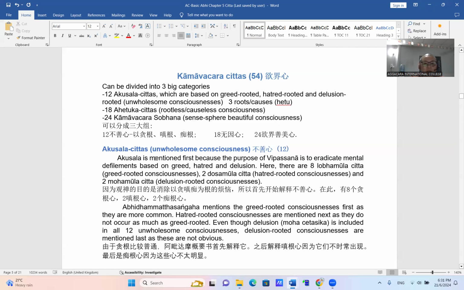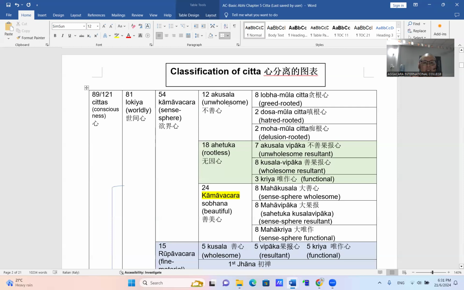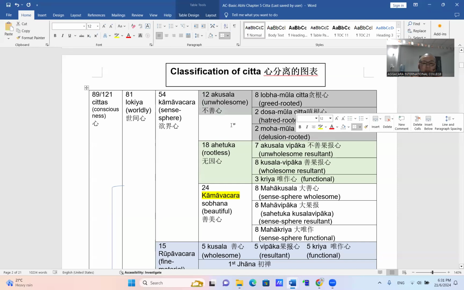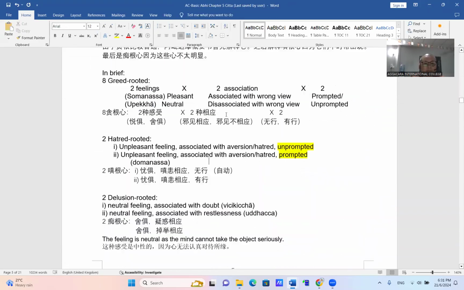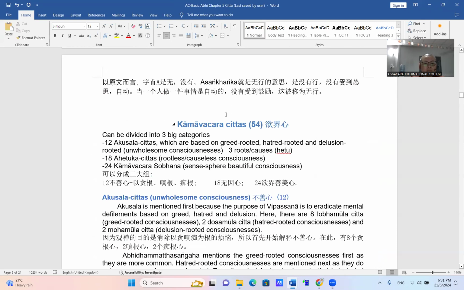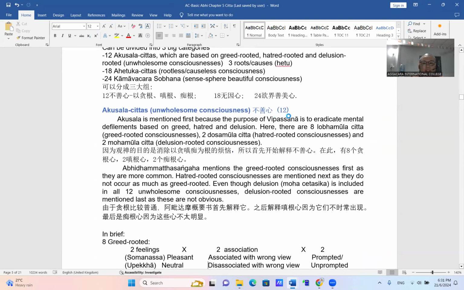So beautiful. Okay, now when we study the akusala, it's very important to see among all the chitta, you can see the charts there. All right. The first thing that people need to learn is why we start with akusala, not with other chitta first. Why do we need to learn about greed, hatred, delusion first, all right? That's a reason given by some Sayadaw why we need to learn from the akusala first, not from other chitta. Akusala is mentioned first because the purpose of vipassana is to eradicate mental defilement based on greed, hatred, delusion. So we call it the three roots. Okay, we call it three evil roots.